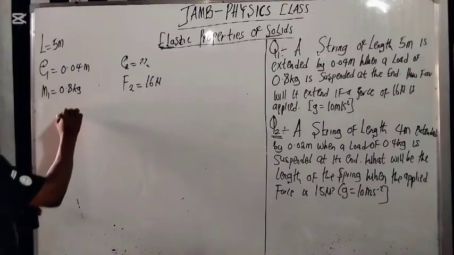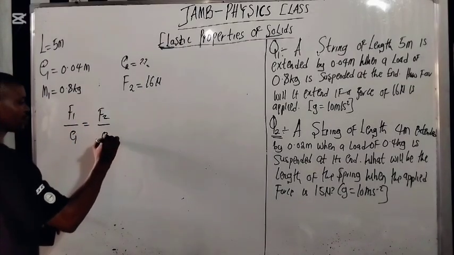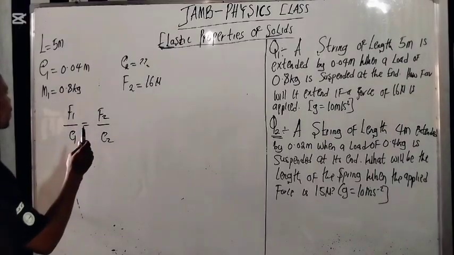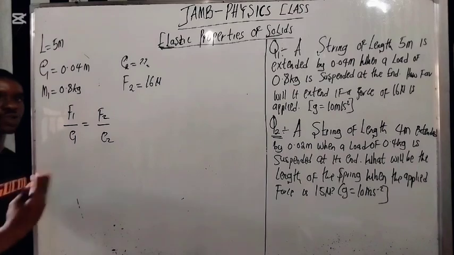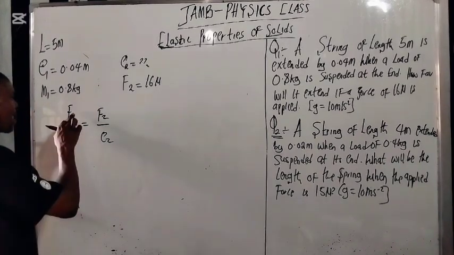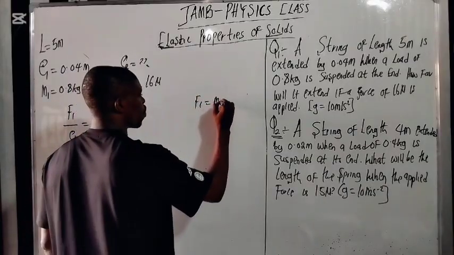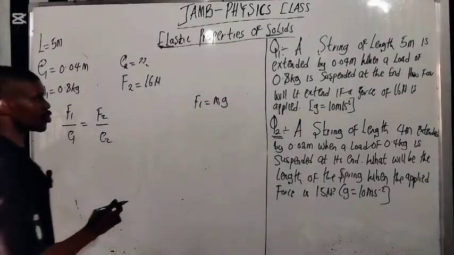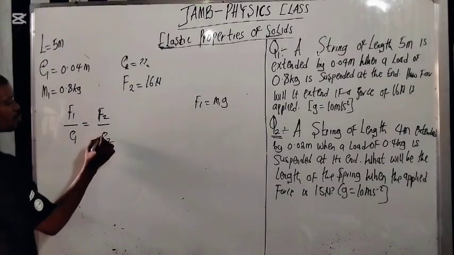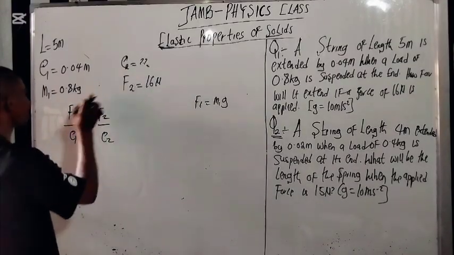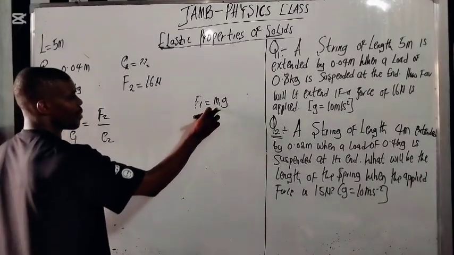So how do we solve for E2? Remember, I told you that F1 over E1 equals F2 over E2. Now, if you check very well, I don't know my F1, but I know that F1 should be M1G. I know my F2, and I know my first extension. So in the place of F1, I'll put M1G.